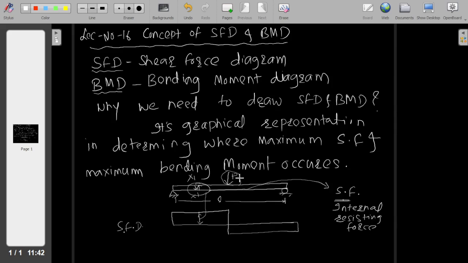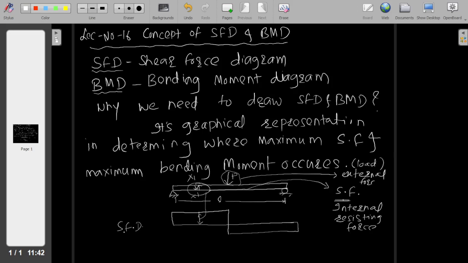This is the external force which we have applied. The shear force is internal, and this is the external force or load which we have applied. I think in the previous lecture I explained the difference between load and force. Please watch that lecture so that you can understand the difference between load and force. This is the external load or force.